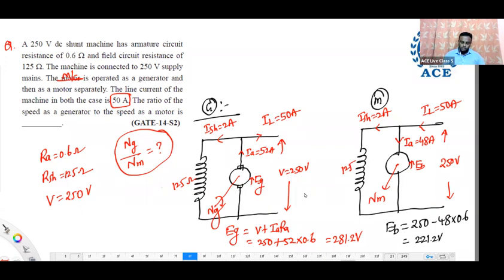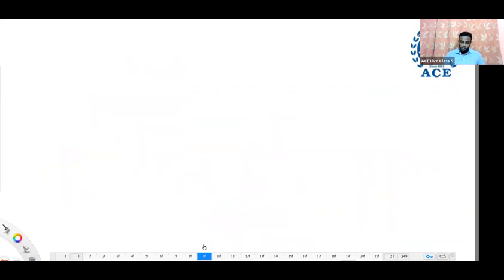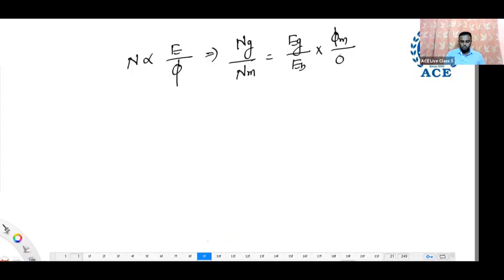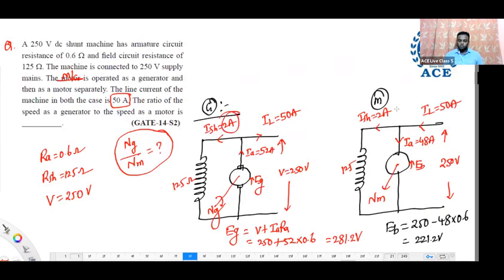We need the ratio of generator speed to motor speed. We know N is proportional to E by phi, just like yesterday's question. Ng by Nm equals Eg by Eb into phi m by phi g. What is the flux in both cases? Constant, because the field current is the same only, 2 ampere, 2 ampere. Flux is the same, that's why I cancel that.